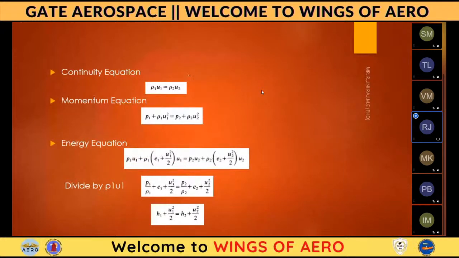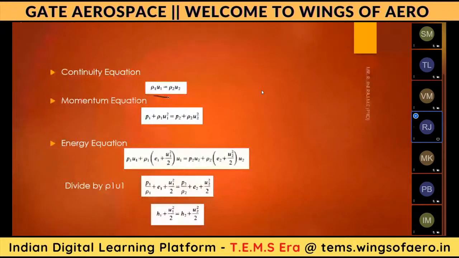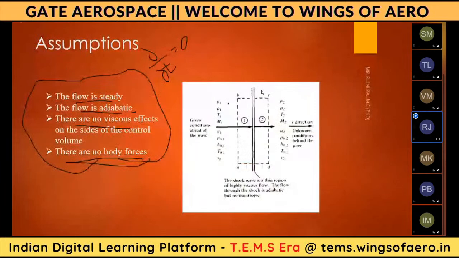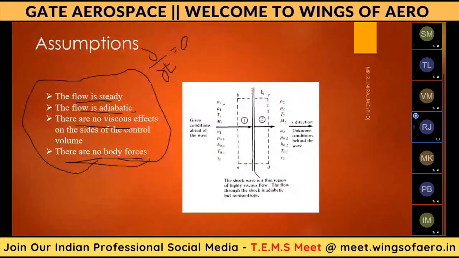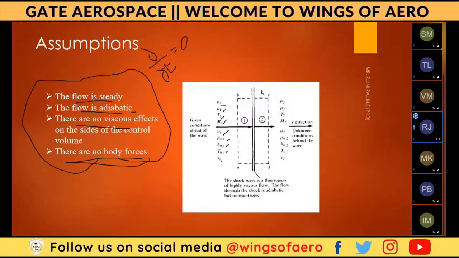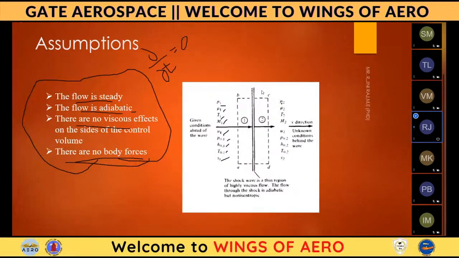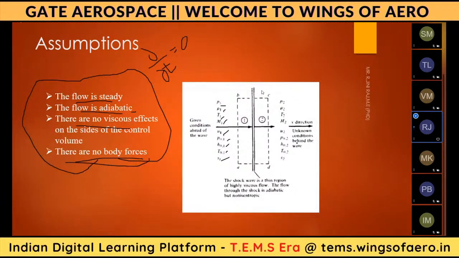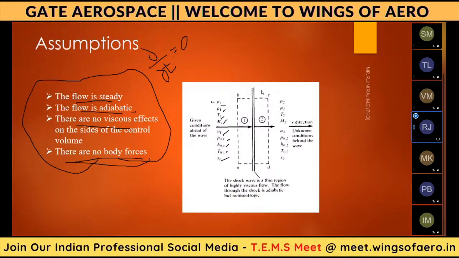So first, for the continuity equation, we know the properties before the shock. The flow properties are P1, rho 1, T1, M1, U1, then P01, H01, T01, S1. In the same way, after the shock, the condition is 2. So I'm considering P2, rho 2, T2, M2, U2, P02, H02, T02, and S2.